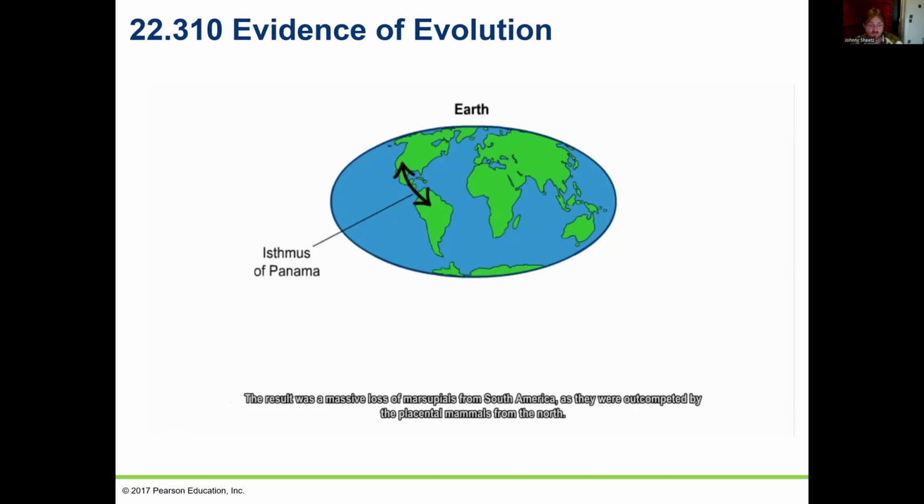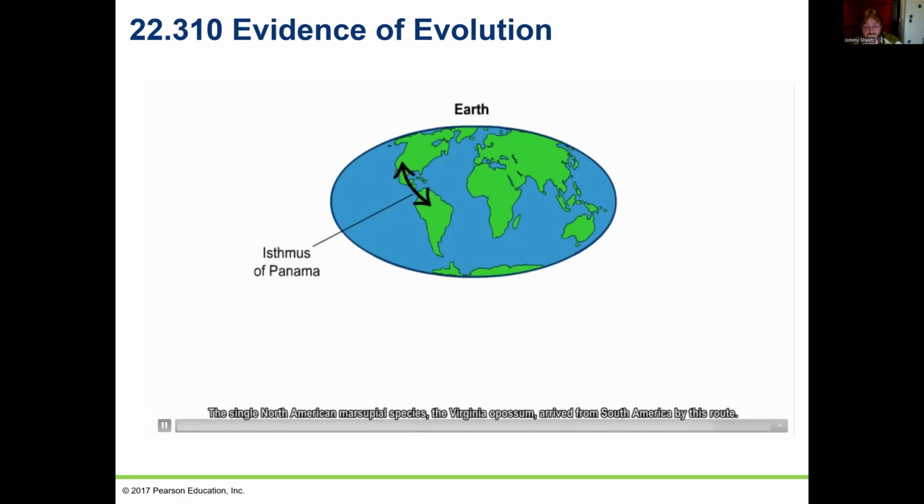The result was a massive migration. This was known as the Great American Interchange. It's also how cats got to South America, and how armadillos got to North America. Pretty cool. Loss of marsupials from South America, as they were outcompeted by the placental mammals from the north. The single North American marsupial species, the Virginia opossum, arrived from South America by this route. In contrast, Australia continued to remain isolated, allowing their resident marsupials to evolve in isolation.